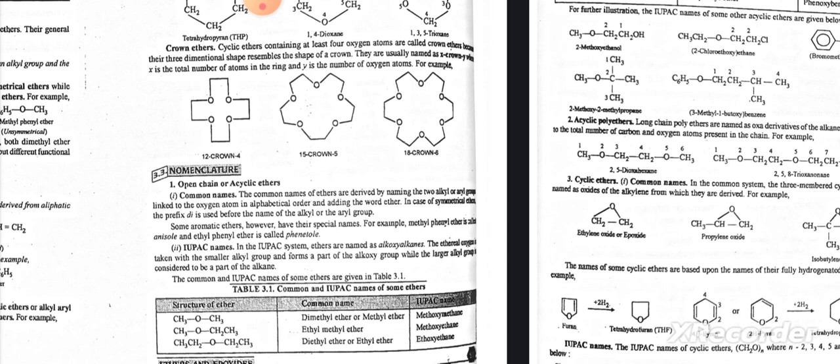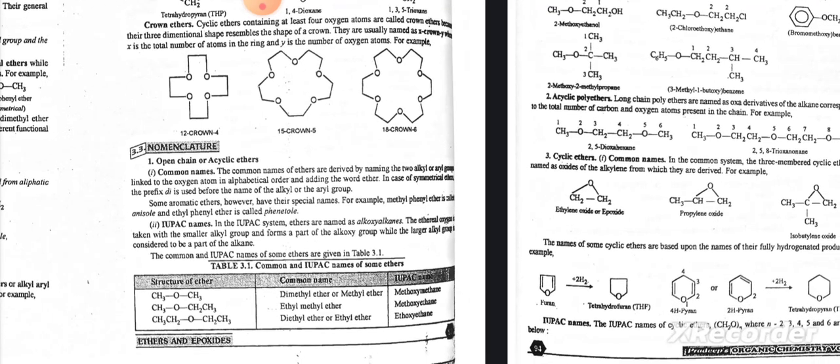IUPAC names: in the IUPAC system, ethers are named as alkoxy alkanes. The ethereal oxygen is taken with the smaller alkyl group and forms a part of the alkoxy group, while the larger alkyl group is considered to be a part of the alkane.